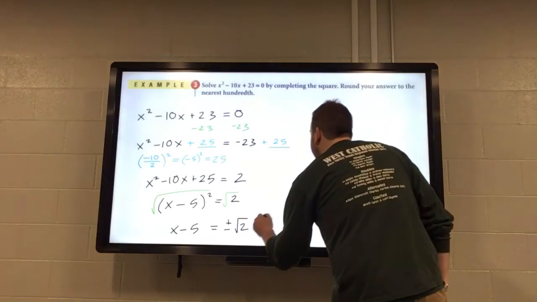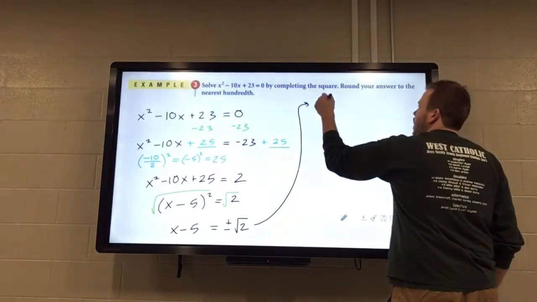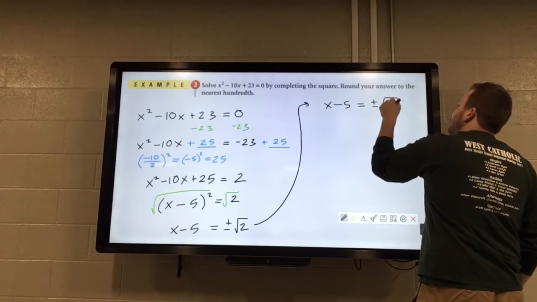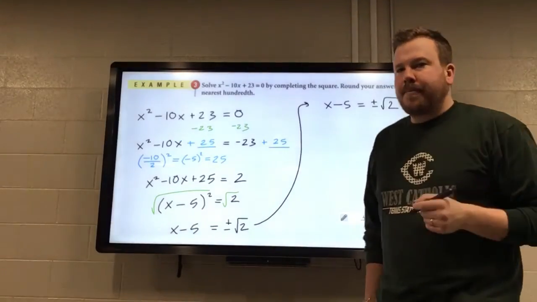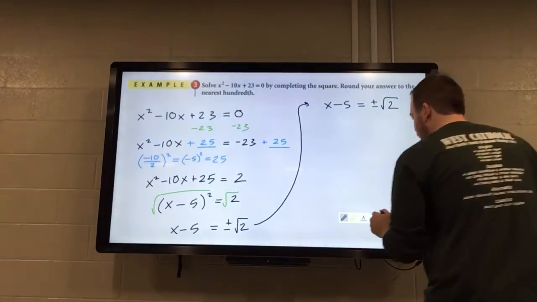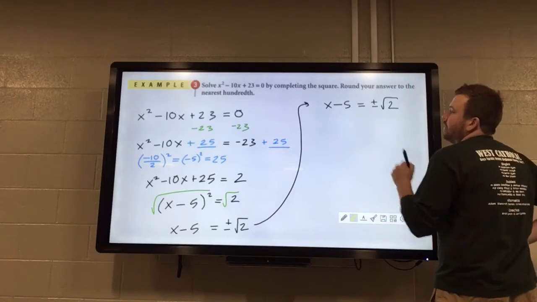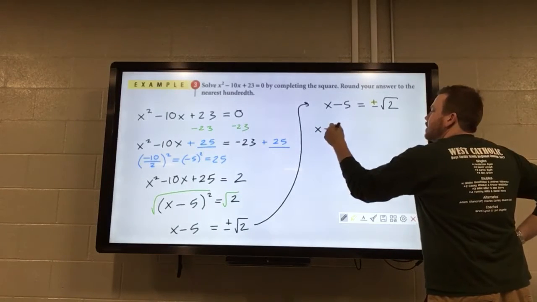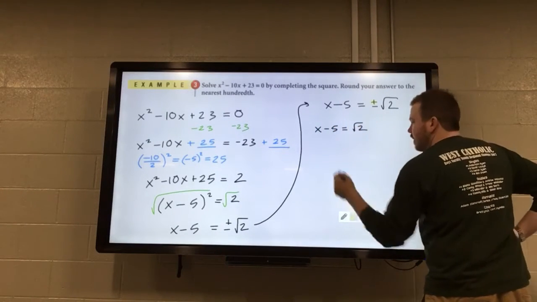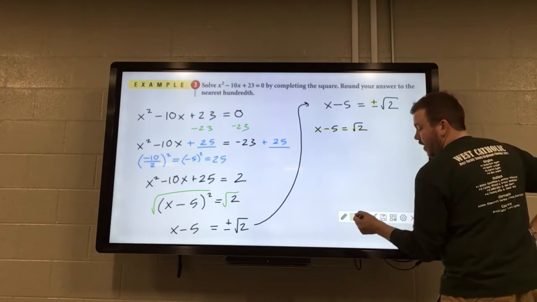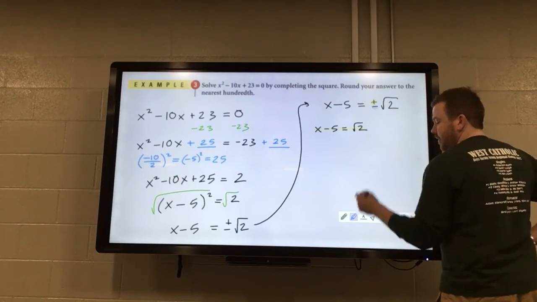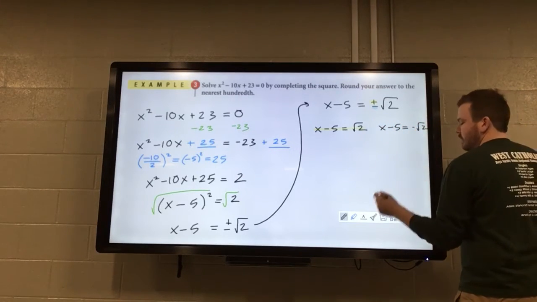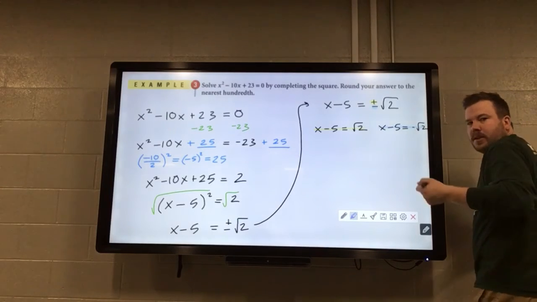So I'm going to bring this way up over here where I have more room and rewrite my problem. x minus 5 is equal to the positive or negative square root of 2. And again, I have two cases here. My first case is x minus 5 is equal to the positive square root of 2, which I'll rewrite here. x minus 5 is equal to the positive square root of 2. But I also have x minus 5 is equal to the negative square root of 2. Let's solve each problem separately.